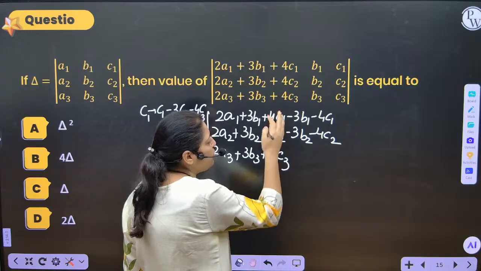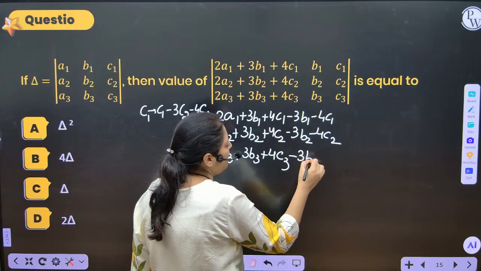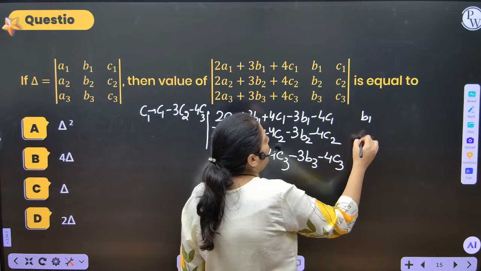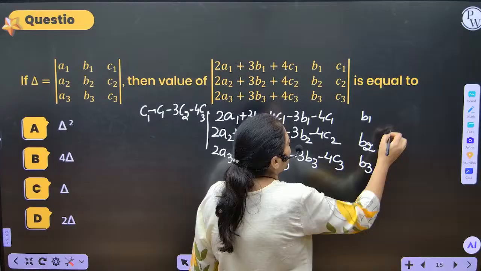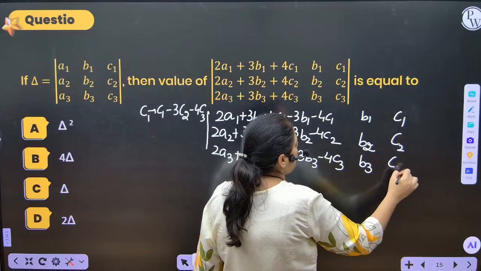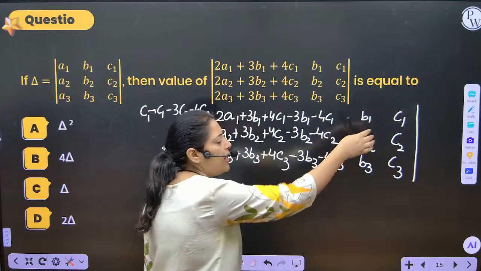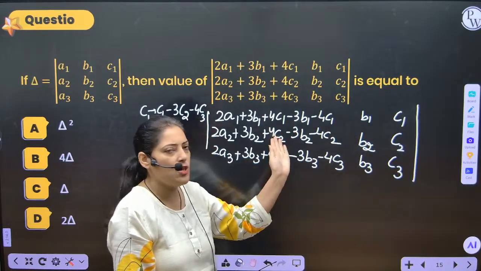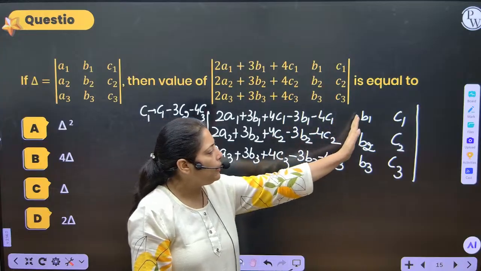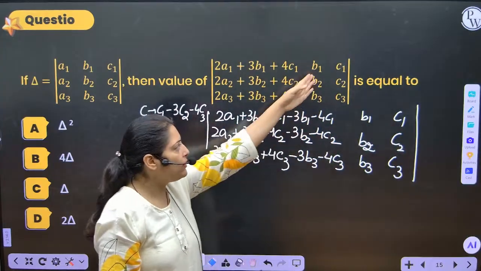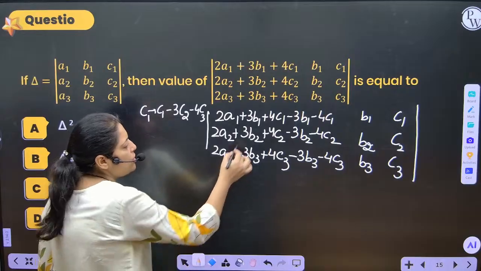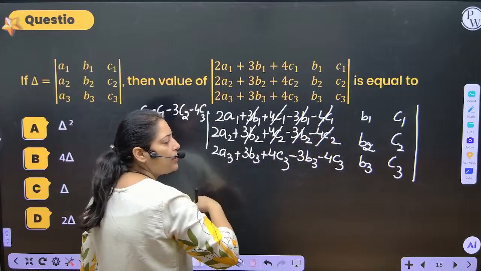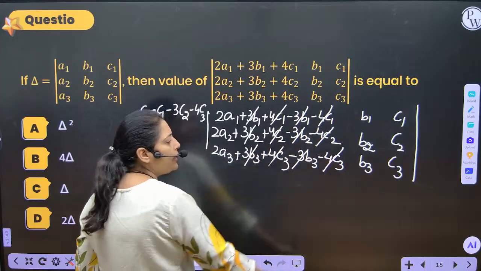We don't have to write this step, it is not necessary to write, but for your understanding I'm writing. C1, C2, C3 as it is. Don't change the other things. Like this only you are multiplying and subtracting here, but the other columns will remain the same, whatever the original question is. So 3B1 cancels, 4C1 cancels, 3B2 cancels. These terms will be cancelled.